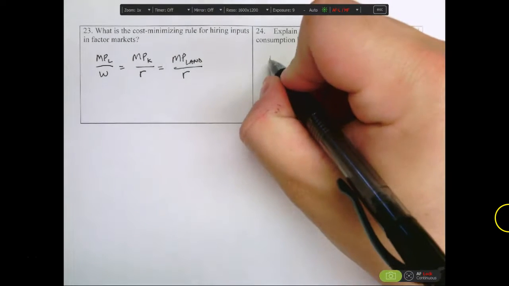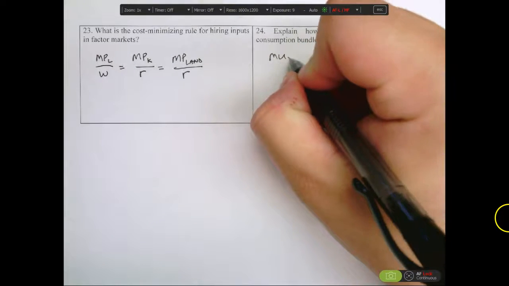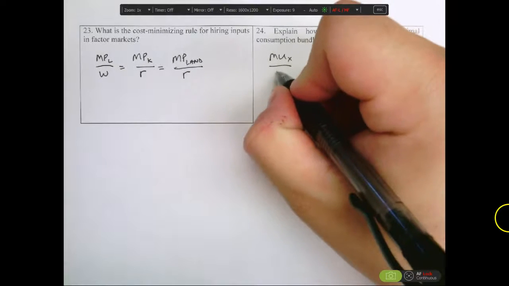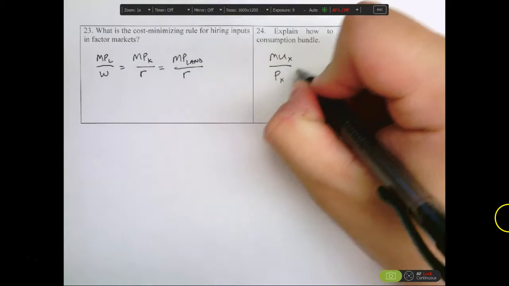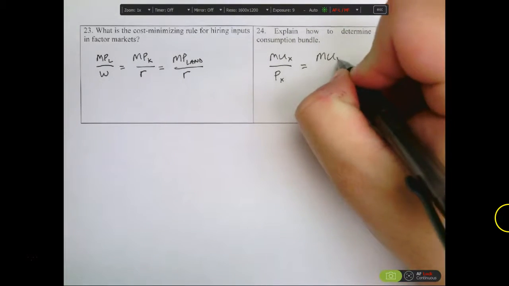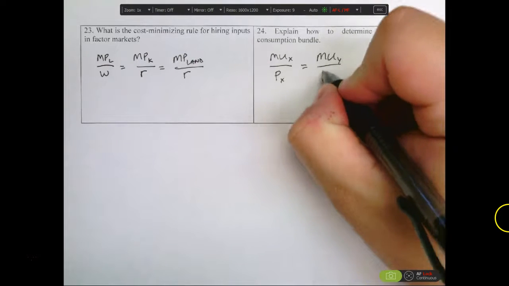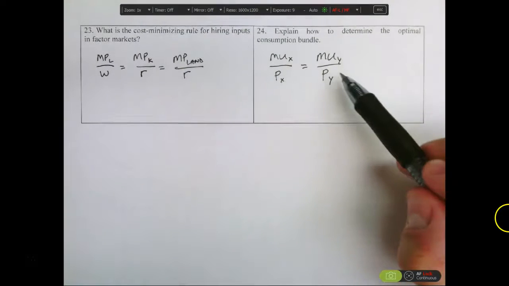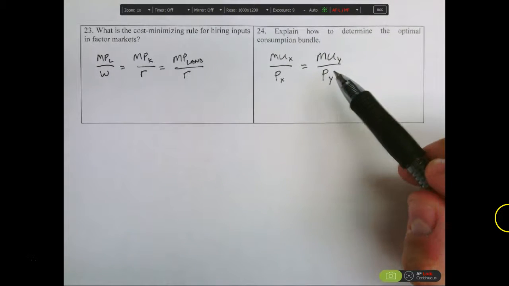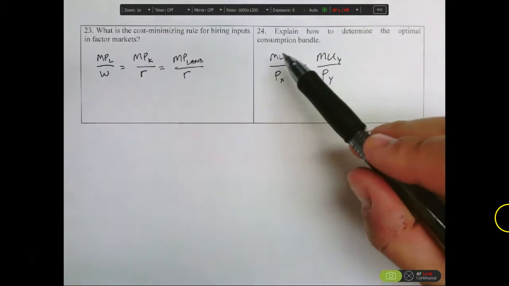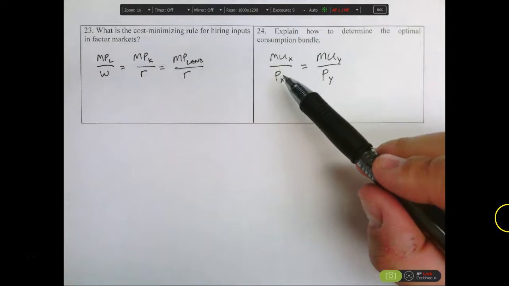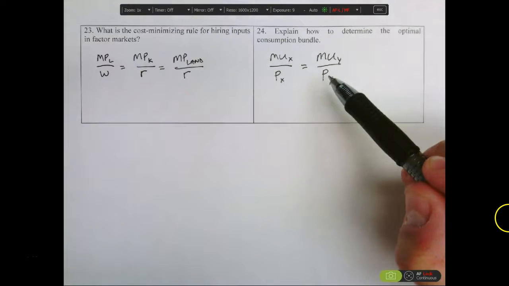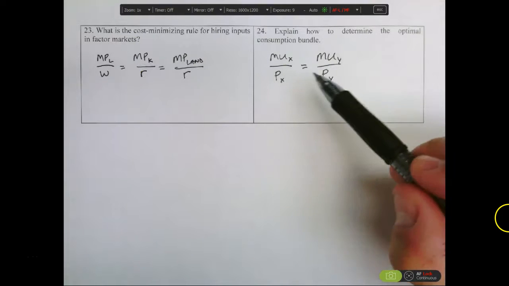So we want to make sure that the marginal utility that we get for one good per dollar spent is going to be equal to the marginal utility of the other good we're looking at to purchase per dollar spent. So we're looking at making sure these two ratios are equal. If one of these is larger, let's say this ratio is larger, I'm getting more marginal utility per dollar for X than I am for Y, then what I should do is buy more X and buy less Y.